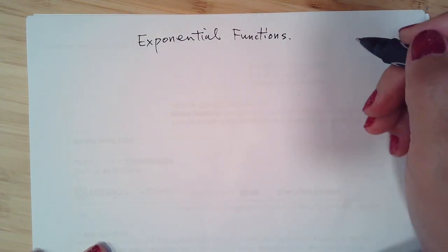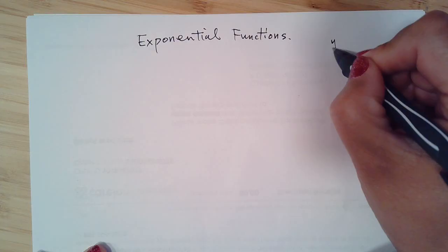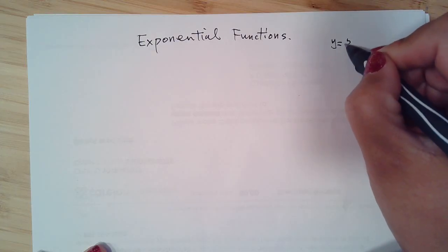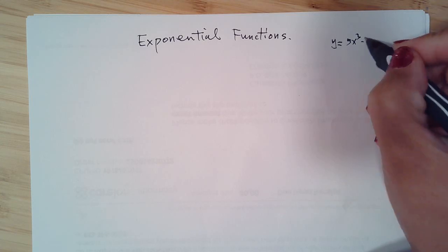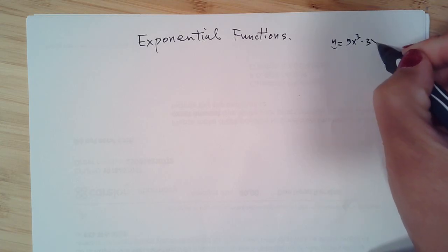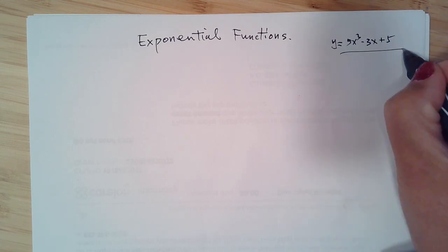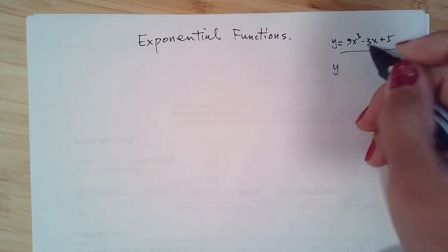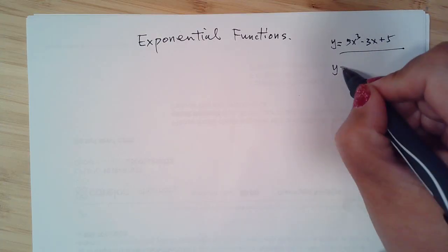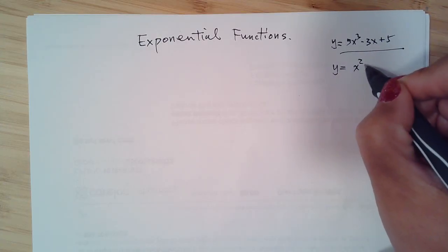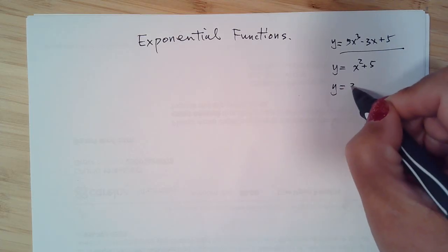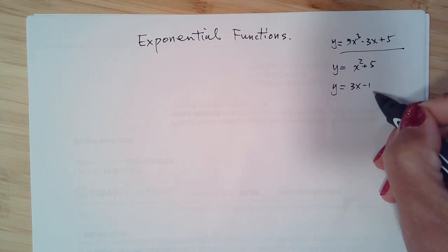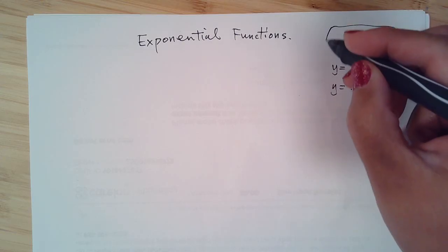Just a quick review of what we learned. We learned polynomials, so y equals something like 5x squared, cube, minus 3x plus 5, a polynomial function. And inside the polynomial function, there are two special ones. One is x squared plus 5, that's a quadratic. And y equals 3x minus 1, that's a linear. That's what we learned for the polynomial.